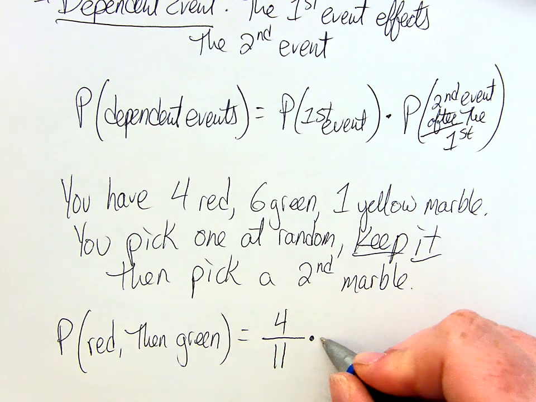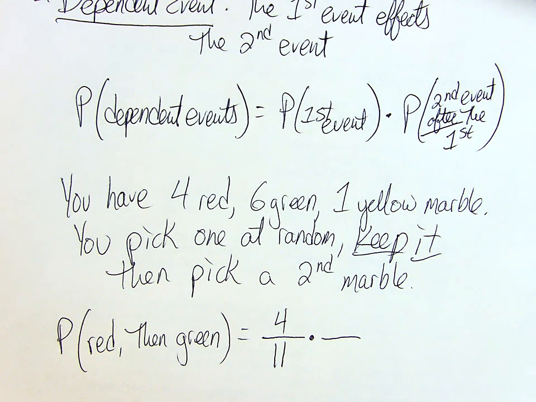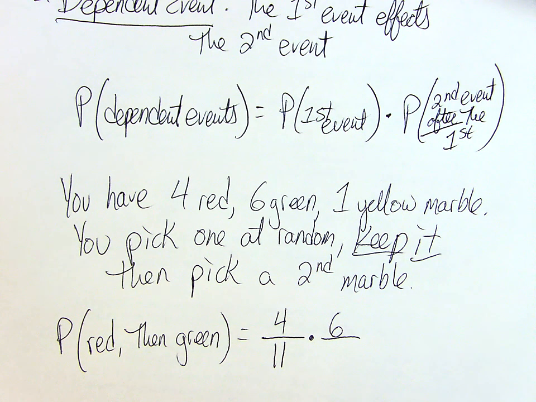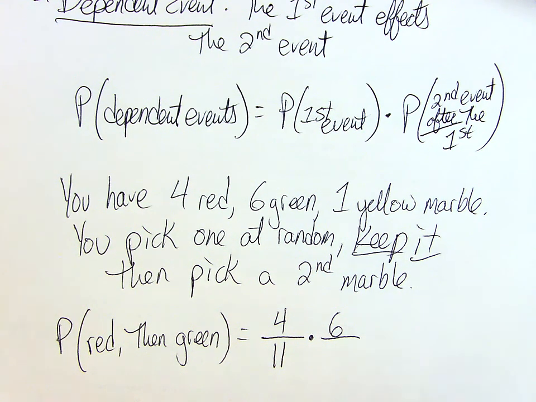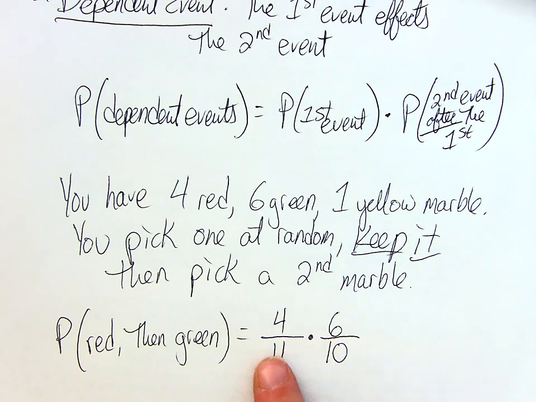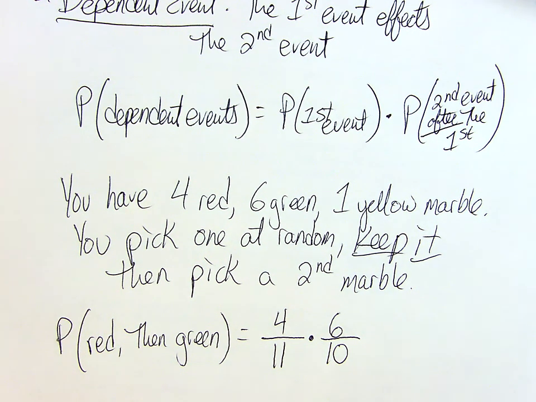Now, when I go to pick the second one, 6 out of 10. Why? There's still 6 green marbles in there, but now there's only 10 marbles because you kept it. So there's only 10 marbles left to choose from. That's the difference here. This is going to be affected by the first one. I kept the marble, so now there's not 11 marbles to choose from anymore. There's only 10. If I pick a third, it'd be 9, then 8, then 7.